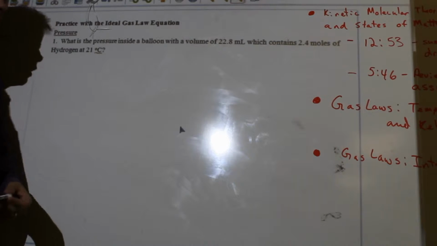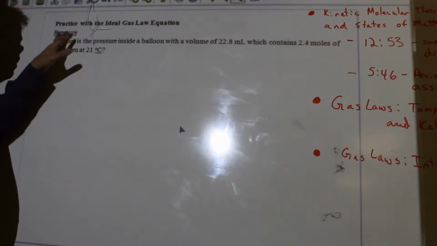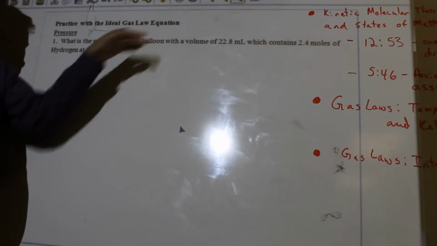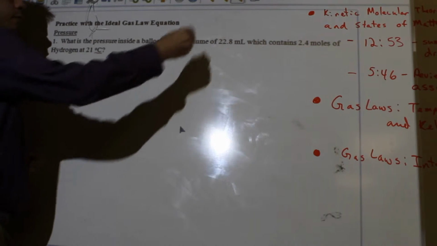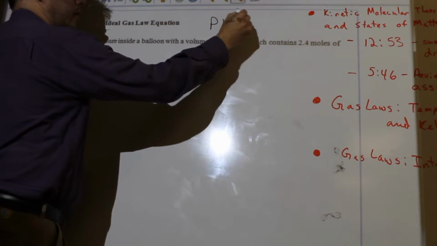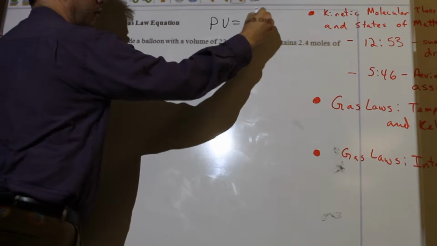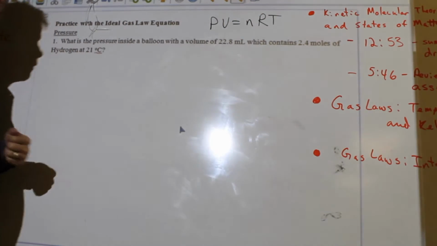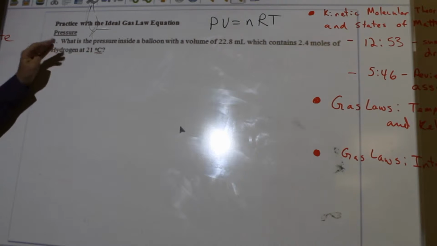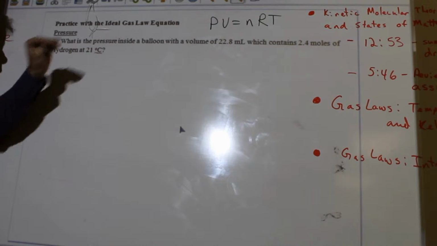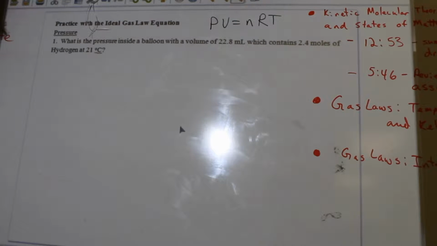I'm Mr. Franklin, and today we're going to look at practicing with the ideal gas law equation. So we've got to remember that the equation is PV equals nRT, okay? And what we're going to do is work some word problems. Now that we've practiced doing some conversions, we're going to work through a word problem.